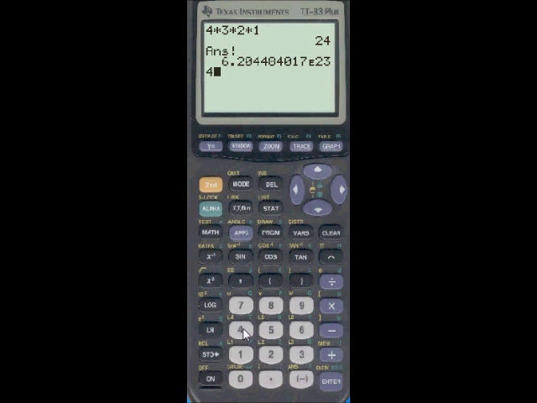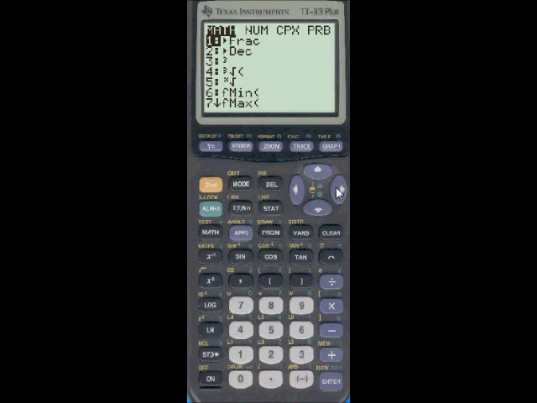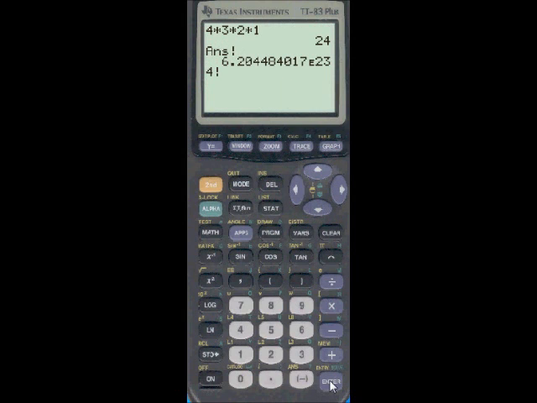You want to put the 4 first, then go to math, scroll across, scroll down, there's the factorial. Now you have 4 factorial, which is 24. Does the same thing as multiplying 4 times 3 times 2 times 1. Okay.